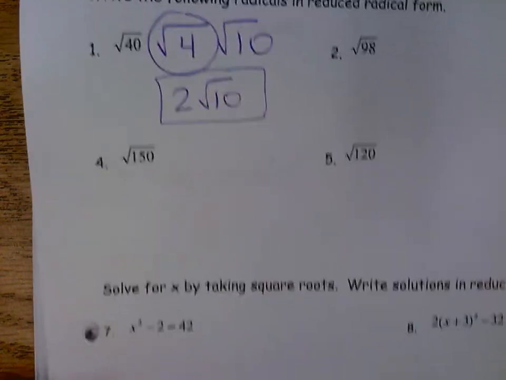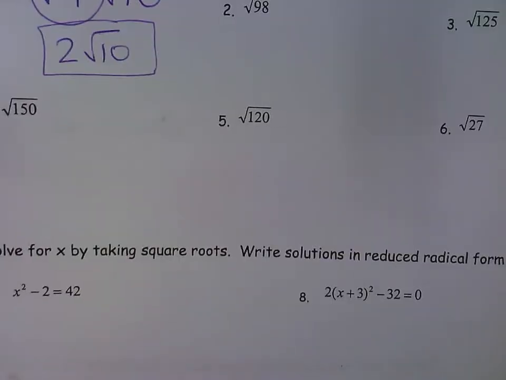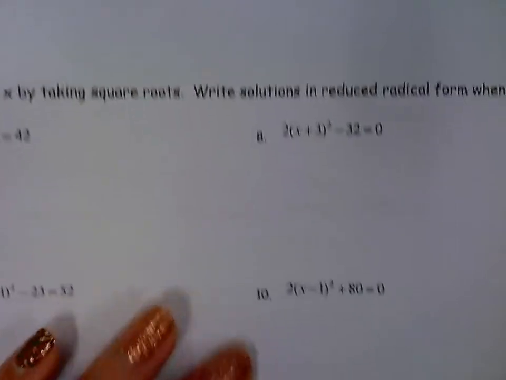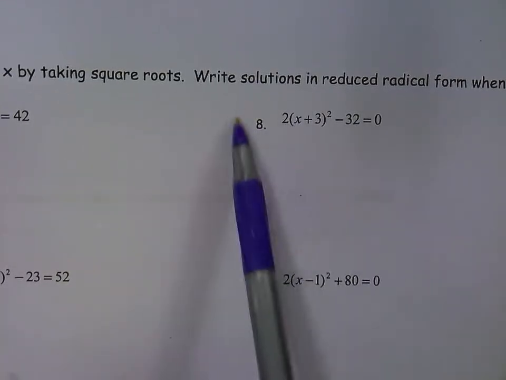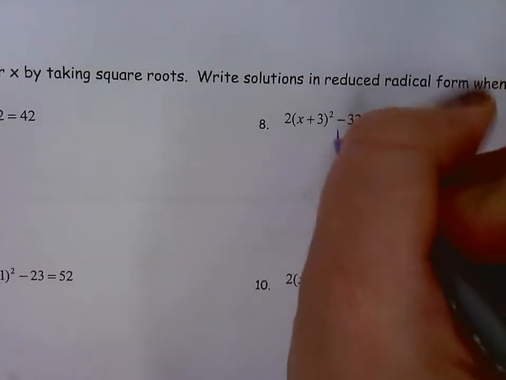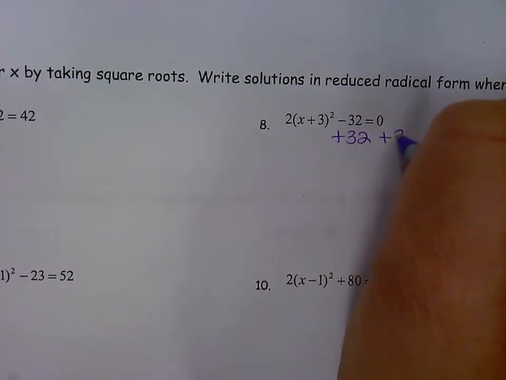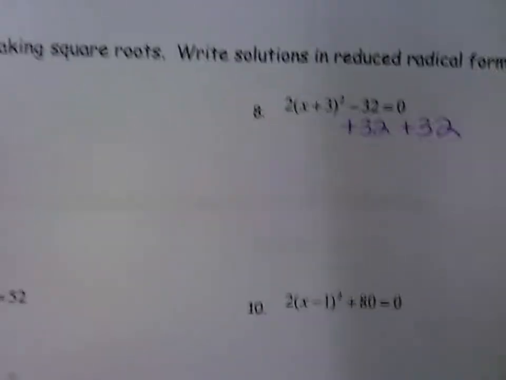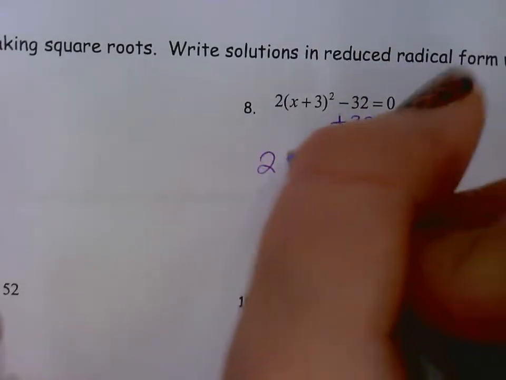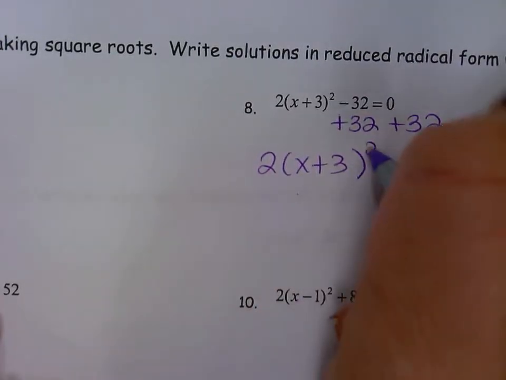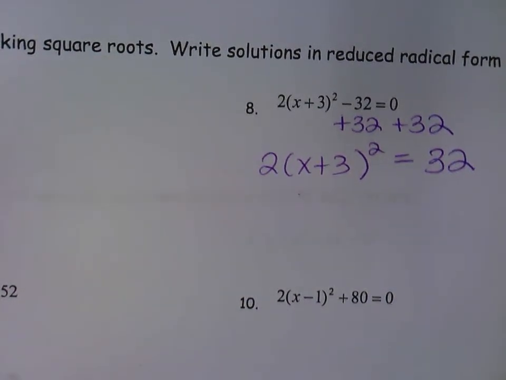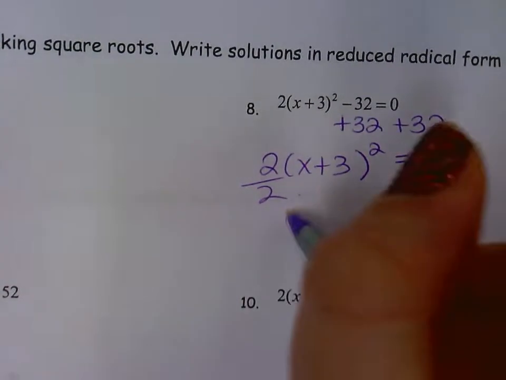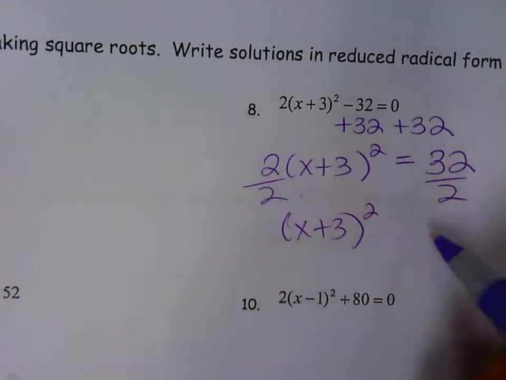All right, let's go down and try number 8 down below. That way you've got one set up on your page to use as a model. How am I going to get x squared by itself in number 8? First, add 32 on both sides of the equation. So I'll have 2 times x plus 3 squared equals 32. What would be my next step? Divide by 2. So x plus 3 squared now just equals 16.